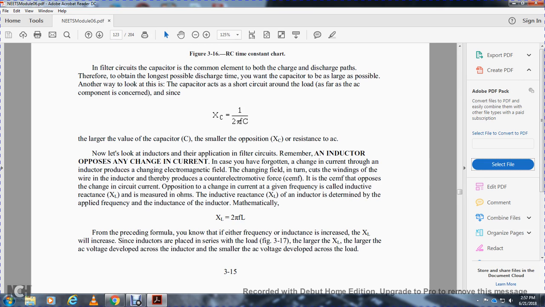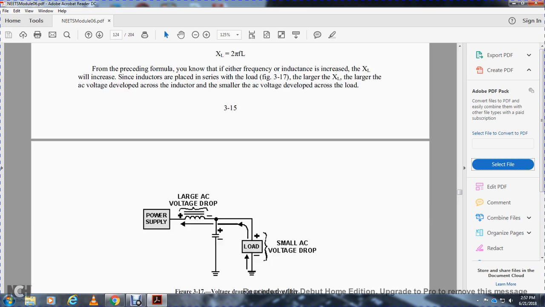The opposition to the change of current is called inductive reactance, or XL, measured in ohms. The inductive reactance of the inductor is determined by the applied frequency and the inductance. Mathematically, inductive reactance is 2 times pi times the frequency times the inductance. Following the preceding formula, as either frequency or inductance increases, the inductive reactance will increase. For the inductor to be effective, the reactance must be larger than the load, and the inductor's drop of the AC voltage must be greater than the AC voltage developed across the load.